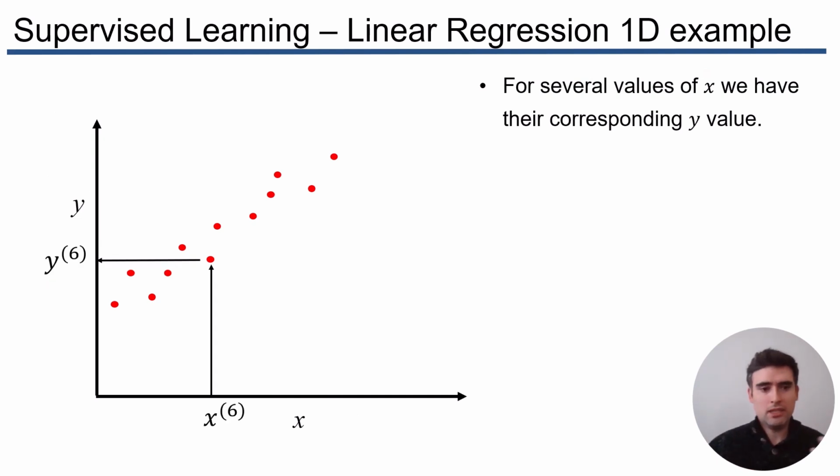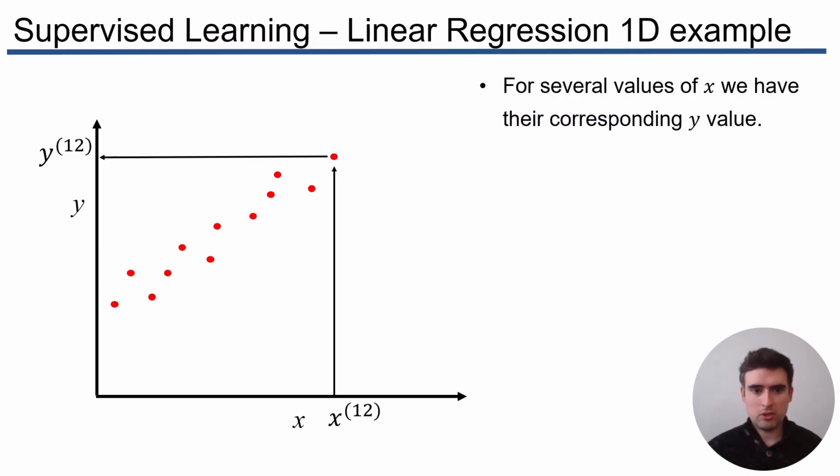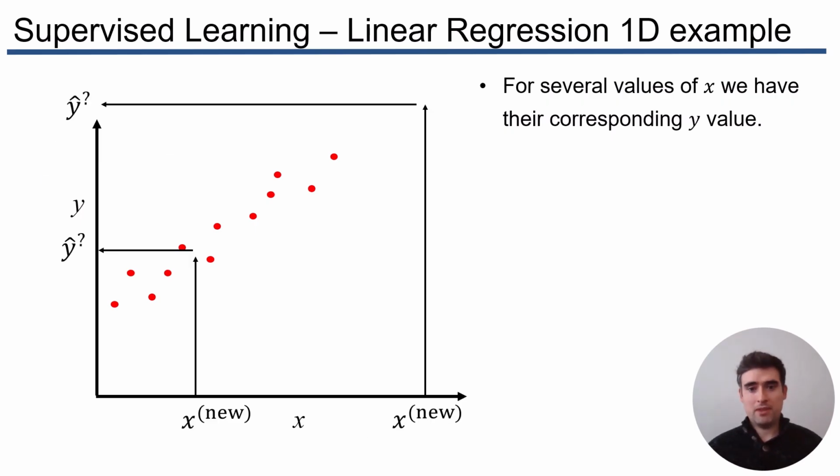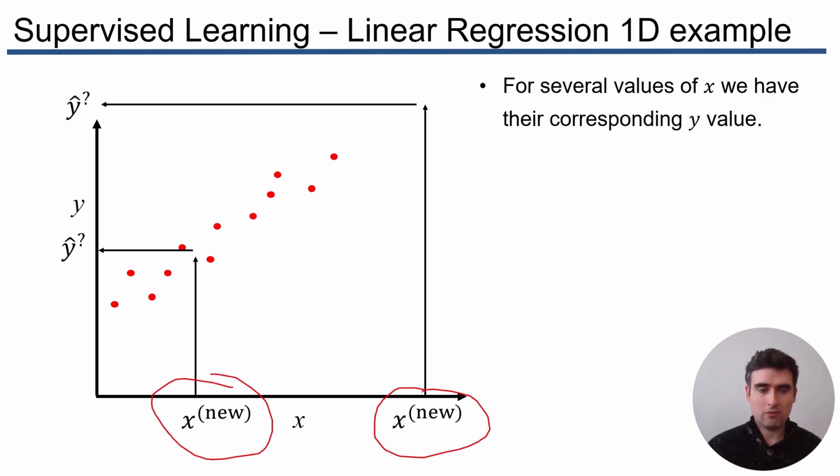And then, for example, that means that for house number 6, you have the number of square meters and you have the price. Then again, for house number 12, you have the square meters and the price. And then the question is, okay, when you have a new house, you don't know the price, you want to predict the price of a house, you know the square meters of different houses.